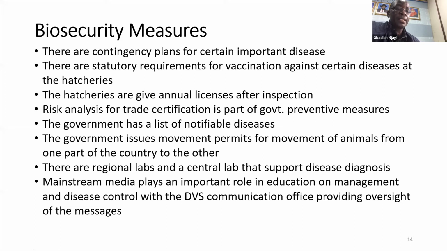I mentioned earlier that there are statutory requirements for vaccination against certain diseases at the hatcheries, to make sure that the birds that are released to farmers have some level of protection against the major notifiable diseases. We do annual inspection of the hatcheries and license them. And the inspection is usually thorough, is a kind of operation that brings out the disease situation on the hatchery. If there is need, we are able to delay operations or postpone operations or influence in some way operations of the facilities, depending on the outcome of the inspections, or even deny license.